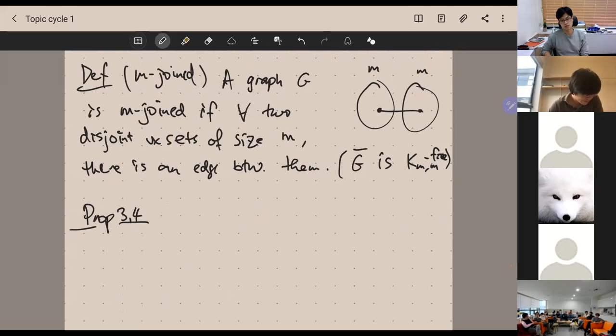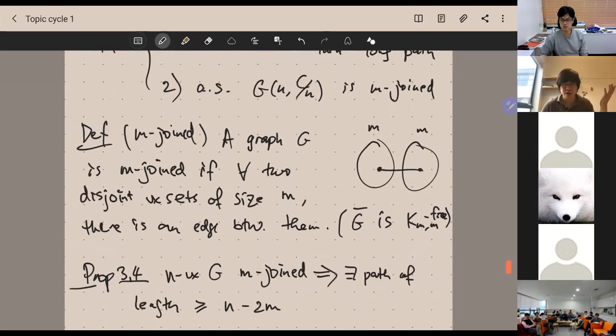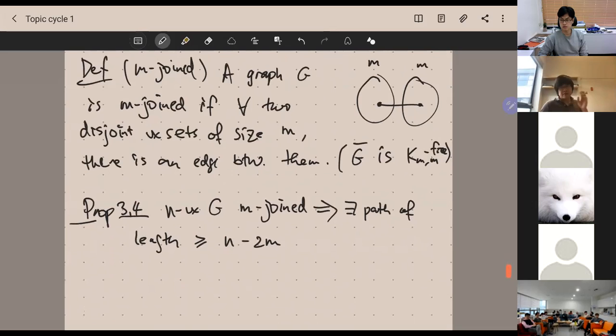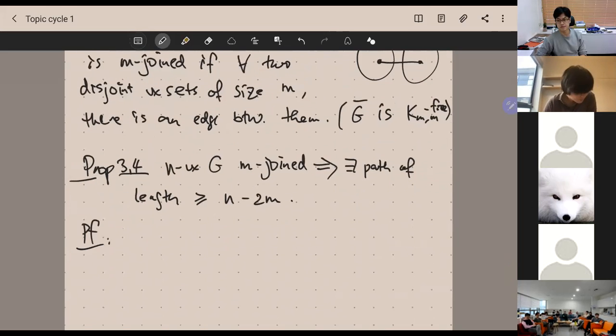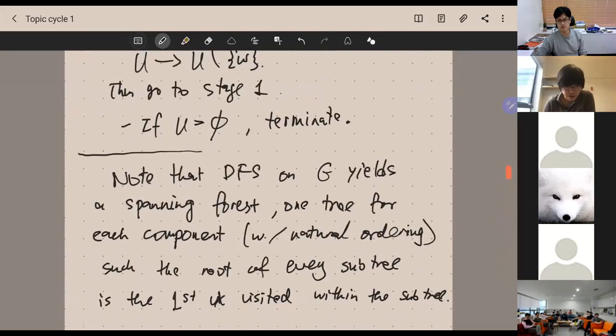Proposition 3.5. Okay, we have an n-vertex graph G that is M-joined. Then there exists a path of length at least n minus 2M. So if we can prove in the second step that almost surely the random graph G(n, C/n) is M-joined for some sublinear M, then we are done, right? And the proof of this is very simple, because we spent a lot of time elaborating the properties of the DFS.